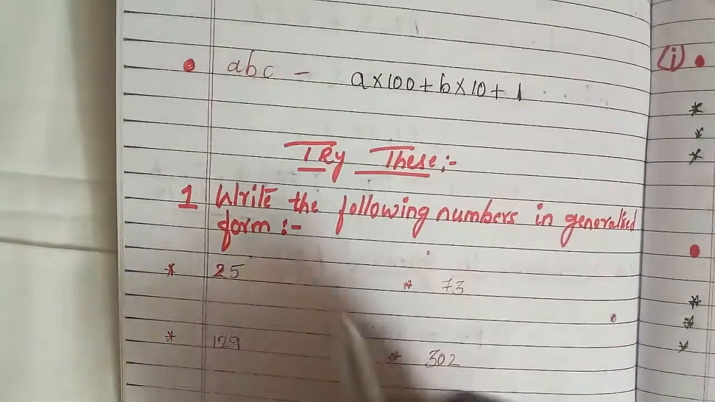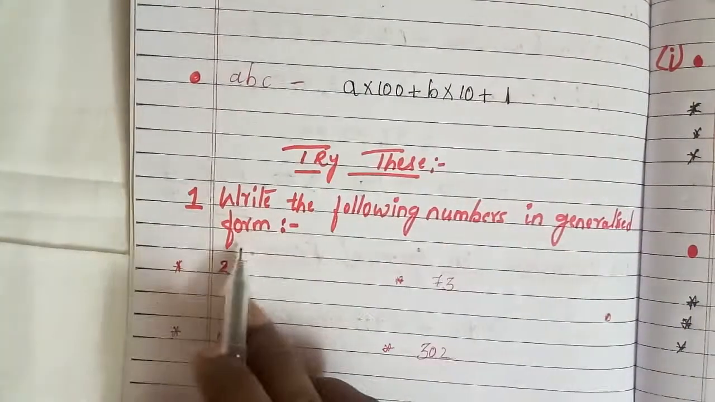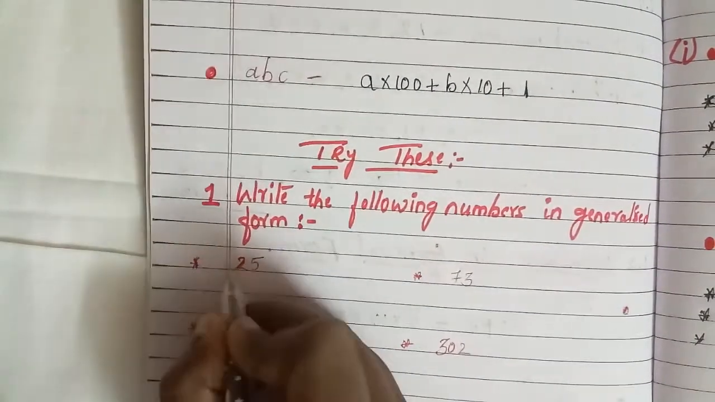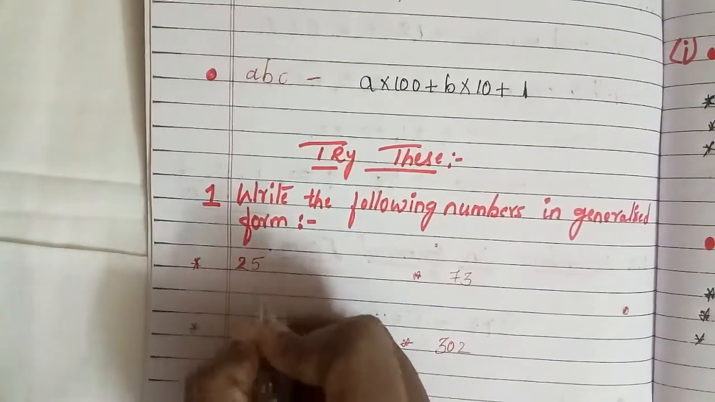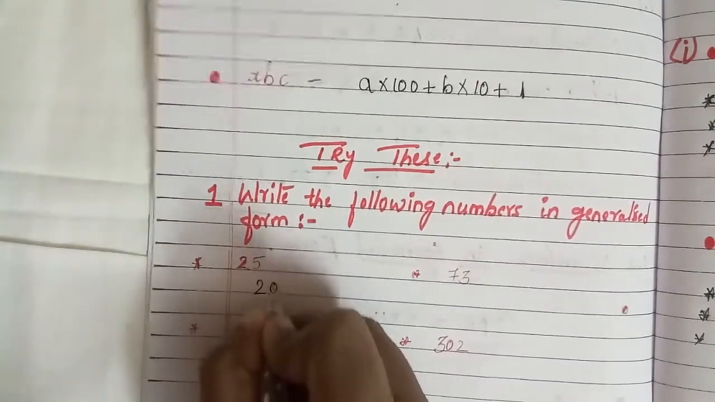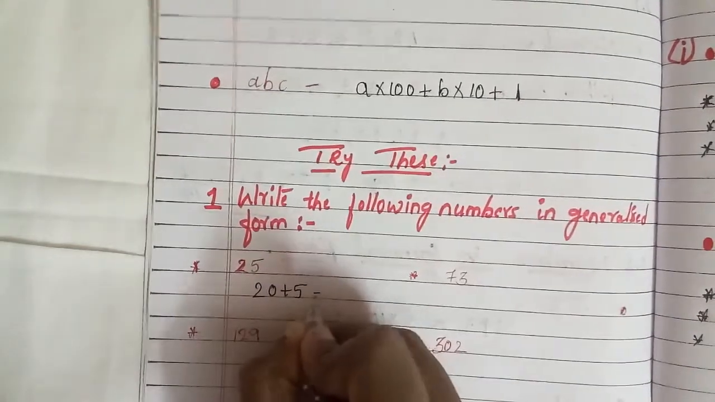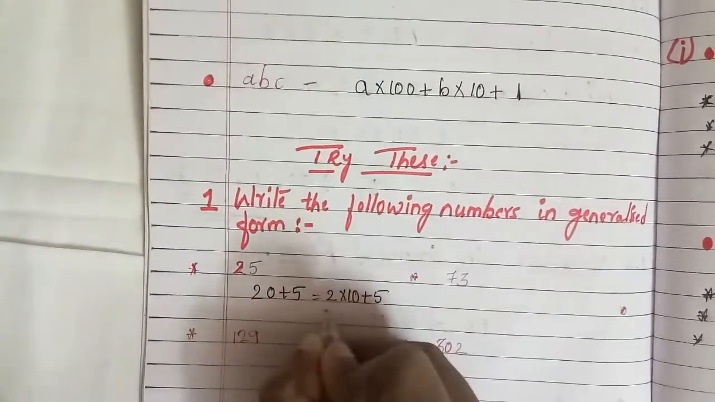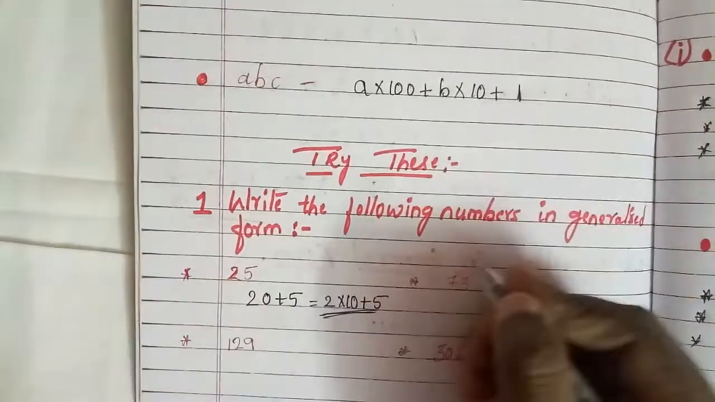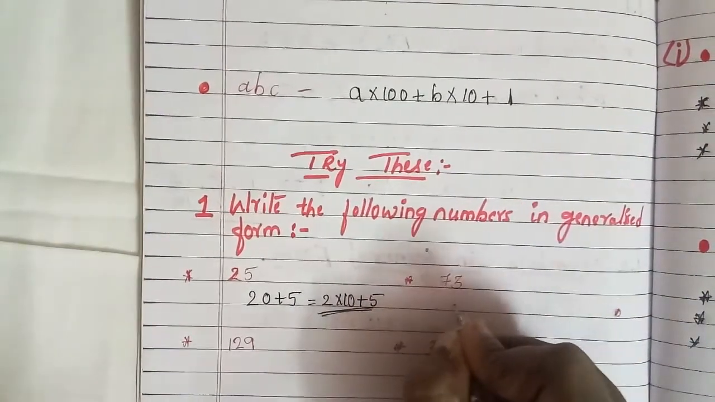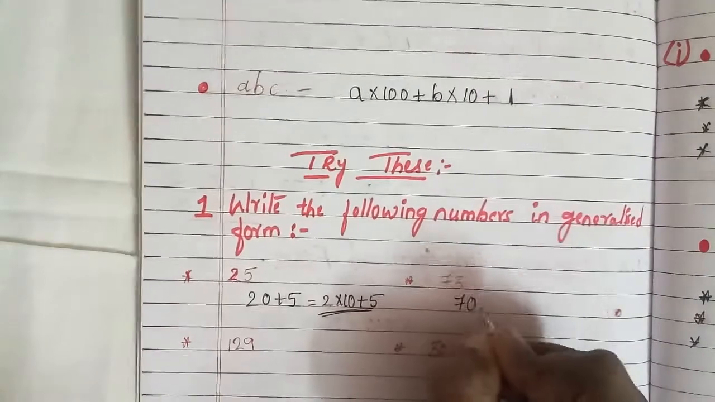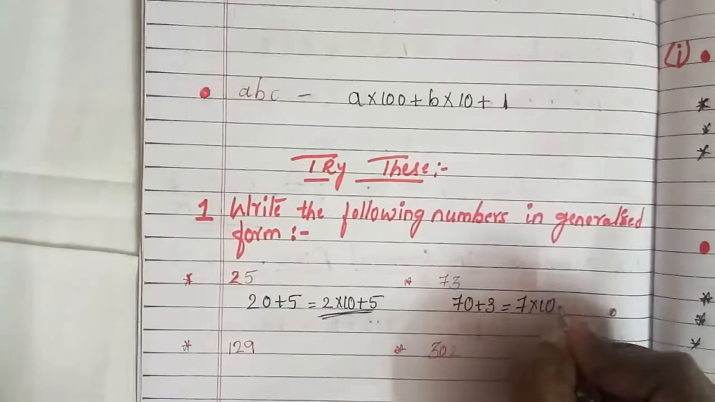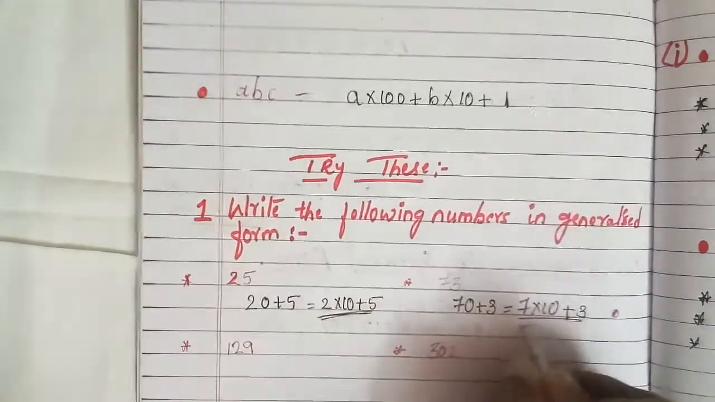See here, write the following numbers in the generalized form. 25: 5 is the unit place, 2 is the tens place. 20 plus 5 is equal to 2 into 10 plus 5. It is in the general form. Again, 73: 70 plus 3 is equal to 7 into 10 plus 3. It is the general form.